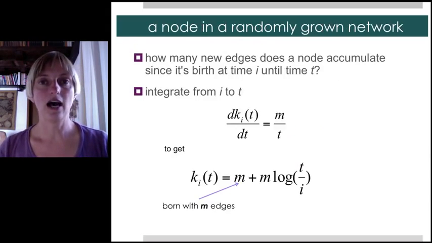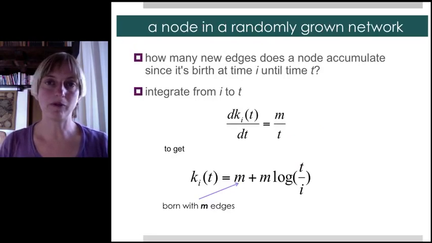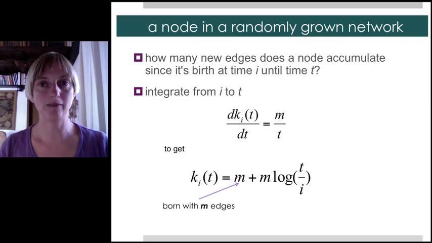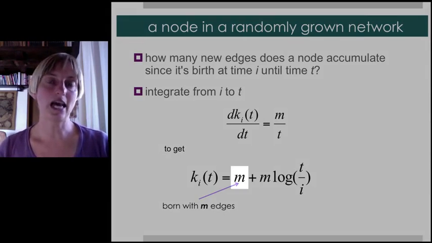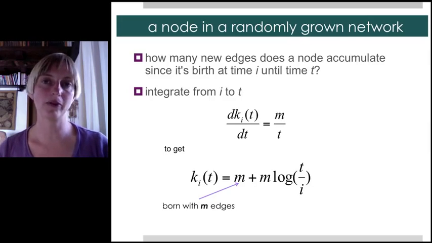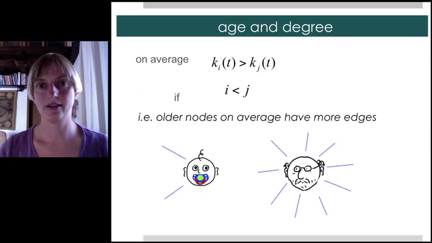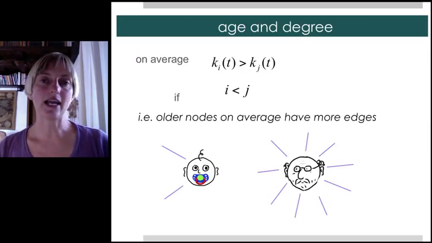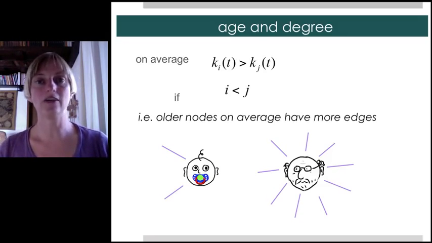We can then see what happens, over the lifetime of that node, since time i when it was born to time t, how many edges do we expect that it has? So we integrate the change in its degree from i to t, and we add the m edges that it had up front. And this is just k sub i of t is equal to m plus m log t over i. From this, we can see that on average, nodes that were born earlier are going to have more edges than nodes that are born later. They've simply been around longer and have been accumulating and accumulating these edges.